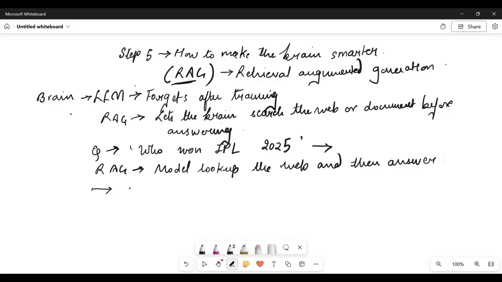Browse with Bing is basically using RAG.